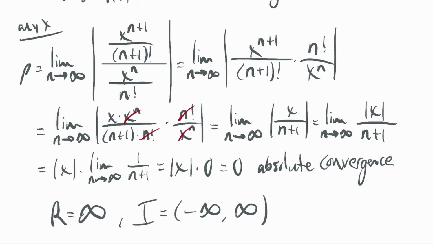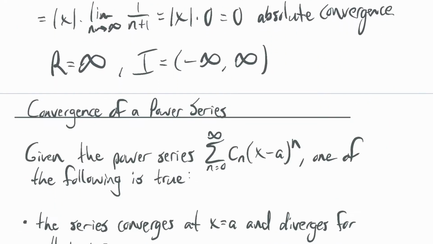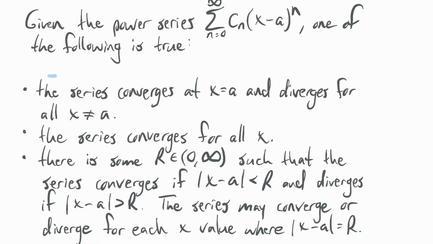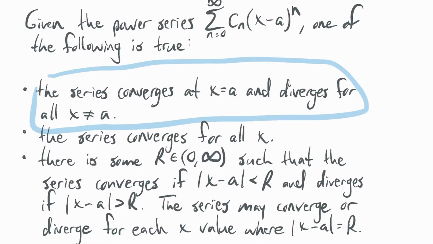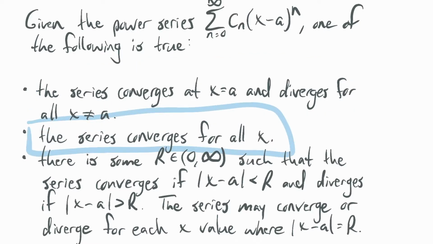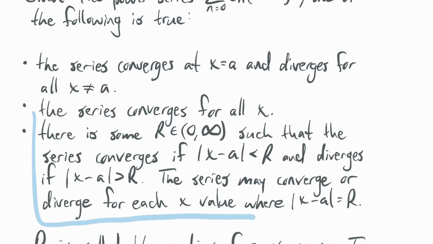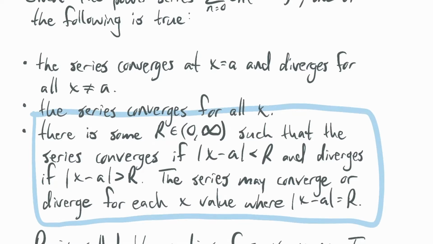Okay, so let's get a little more detail on that. Given a power series of this form, a could be 0. One of the following is true, exactly 1. The series converges at a and diverges for all other values, which is not the situation that we had. The series converges for all x, which is the situation we had in this first example. The third possibility is that there is some real number r between 0 and infinity such that the series converges if the absolute value of x minus a is less than r, meaning that x is close to a, and diverges if the absolute value of x minus a is greater than r, meaning that x is far from a. The series may then converge or diverge at each x value where the absolute value of x minus a is equal to r. That's something you have to check individually.